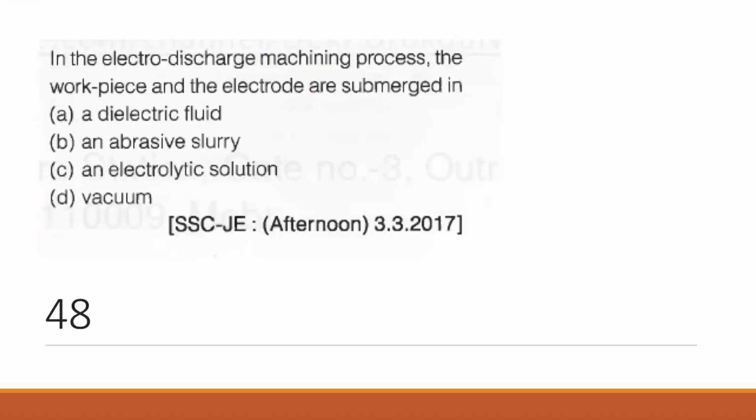So the next question: in electrode discharge machining process, the workpiece and the electrode are submerged in. So now this is electrode discharge machining, right? The correct answer is dielectric fluid. In this dielectric fluid, the workpiece and electrode both are submerged, so that there is a connection between the positive and negative terminals, and electric current will flow through this process.